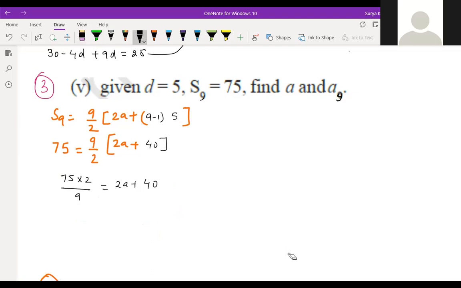Understood, Chanchal? Yes, sir. That one is different. See, we are using a plus n minus 1 into d. No, this was a different thing. If this goes to this side, it will come as minus a. Understood? But here it is multiplication.